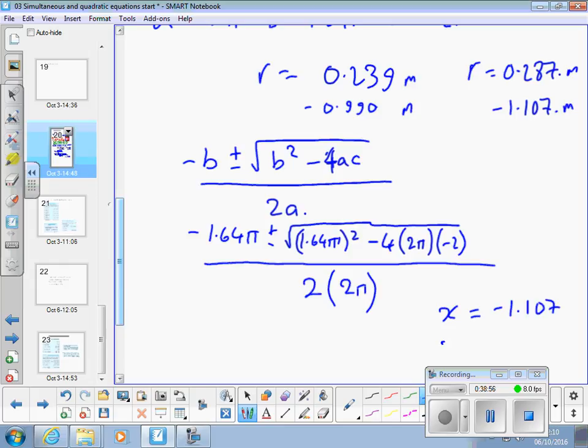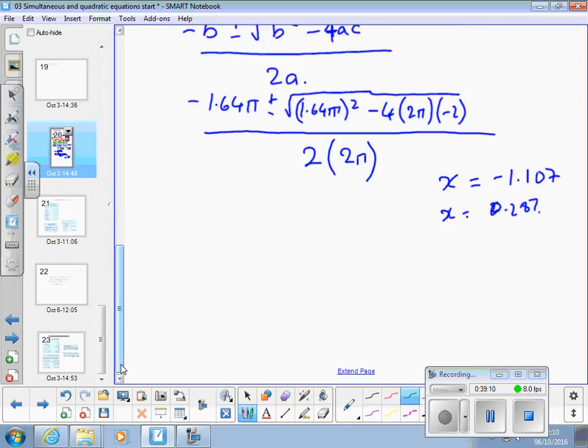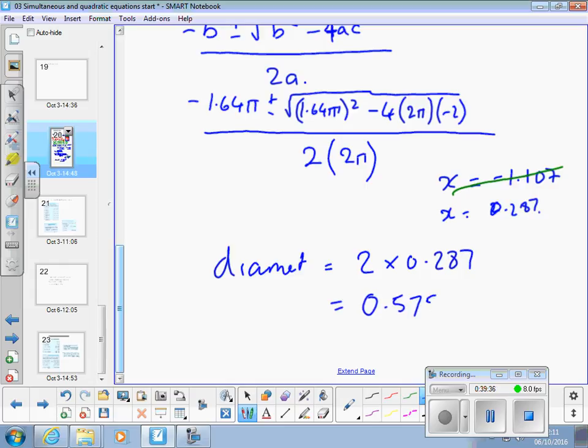1.107 or x is equal to plus 0.287. So 3 significant figures. In this case, we ignore the negative value because a negative radius to a cylinder is nonsense. Okay, so the diameter equals 2 times 0.287 equals 0.575 meters to 3 significant figures. I got 4.56.